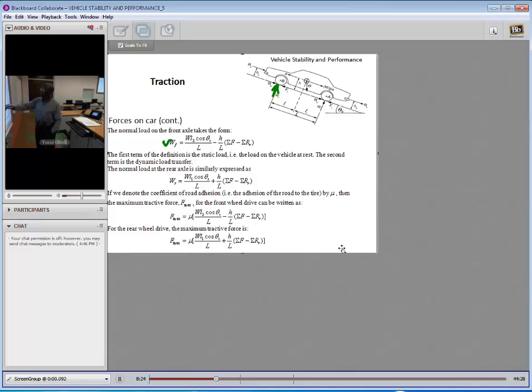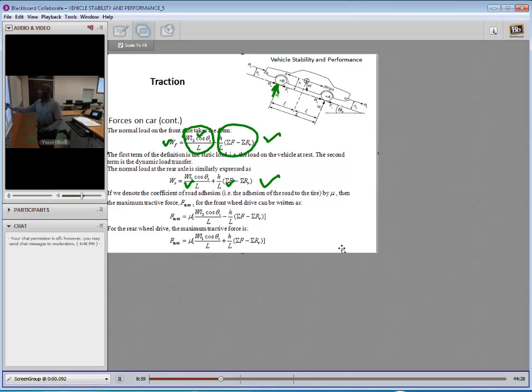The normal load on the front axle is expressed in terms of the load on the vehicle. And this is the load on the vehicle at rest. This component represents the load at rest, and this portion is the dynamic load. This is for front wheel drive. For the rear axle, we have a similar expression where this is the portion for the static loading, and this is for the dynamic loading.